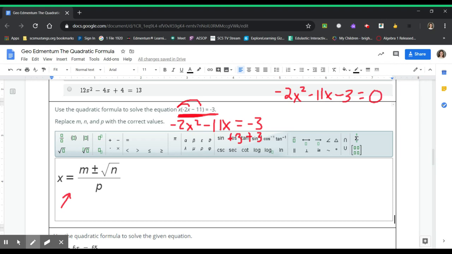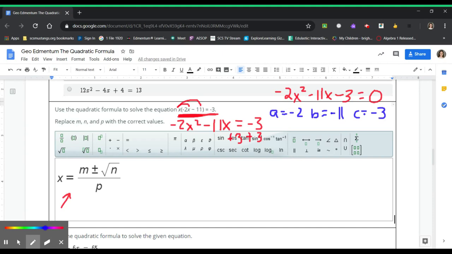From here, we can pull out our a, b, and c values. Go ahead and pause the video real quick and pick out what you think the a, b, and c values are. Okay, so I picked out the a, b, and c values.